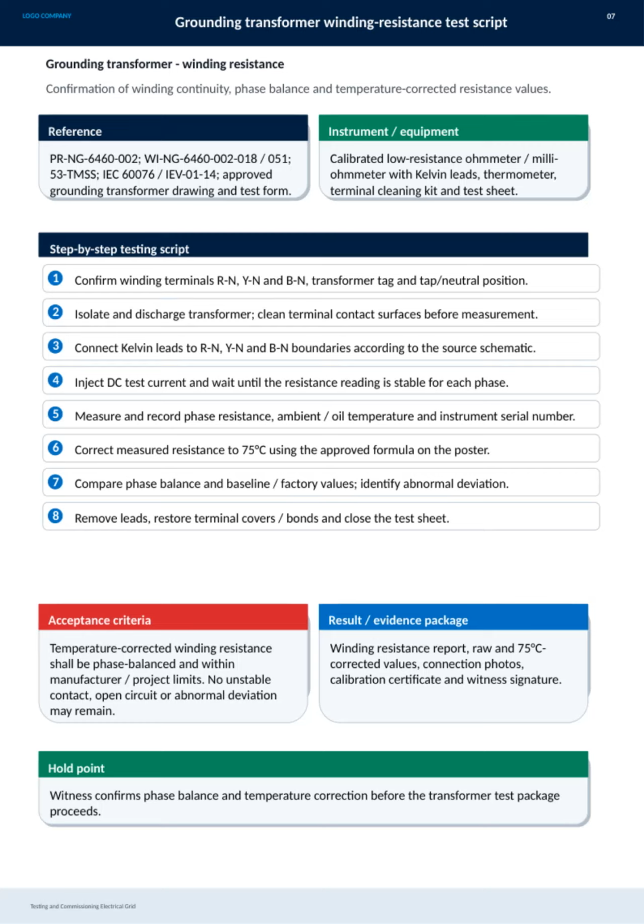On this slide, we focus on the grounding transformer winding resistance test, which is essential for ensuring reliable transformer operation during commissioning. The key here is to confirm winding continuity, check phase balance, and apply temperature correction to resistance values for accurate assessment. We use calibrated low-resistance ohm meters with Kelvin leads, along with thermometers and cleaning kits, to perform the test step by step.